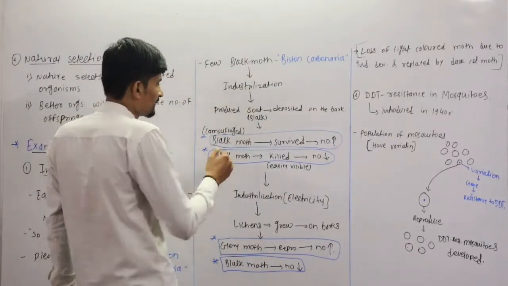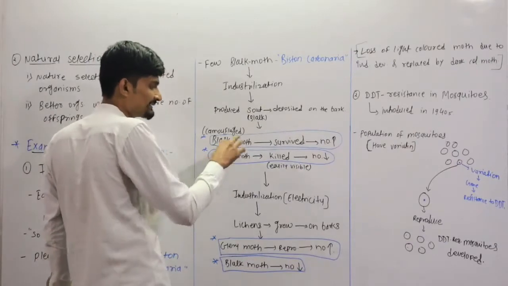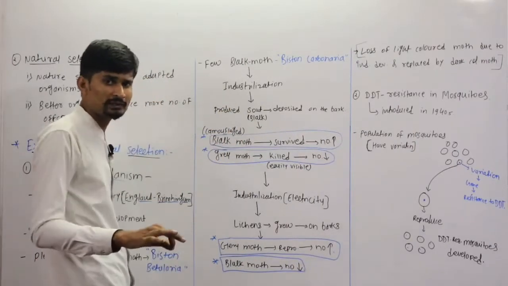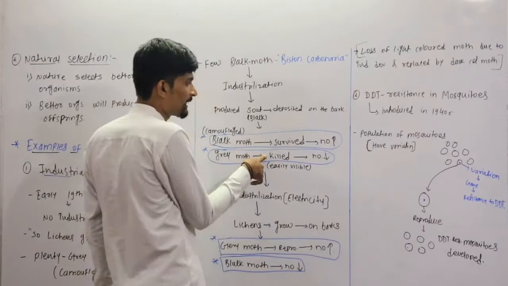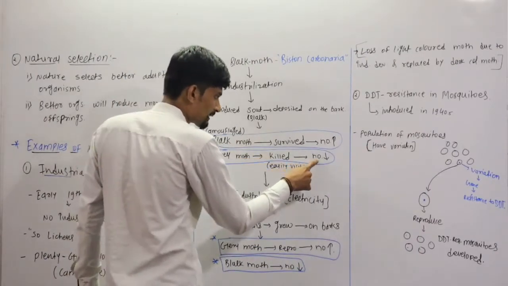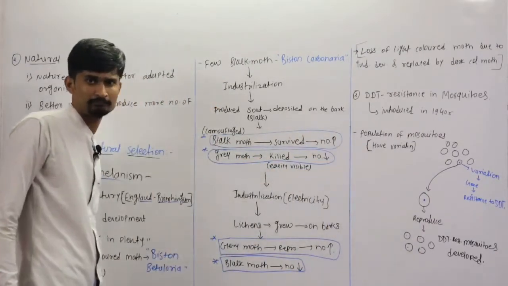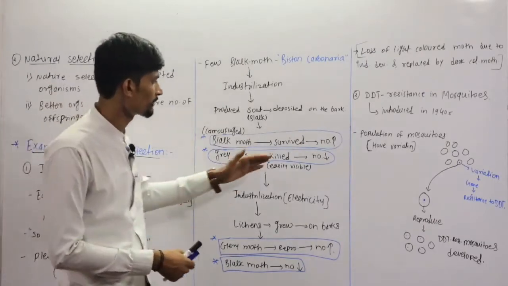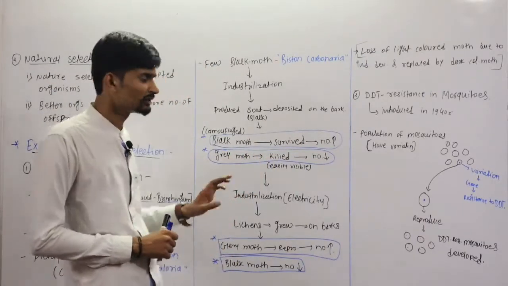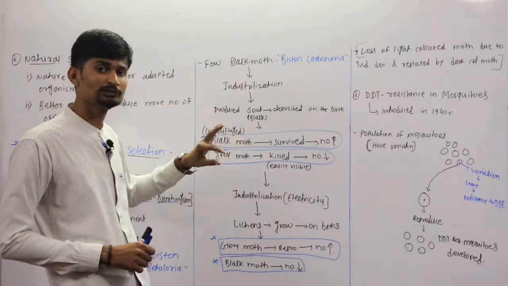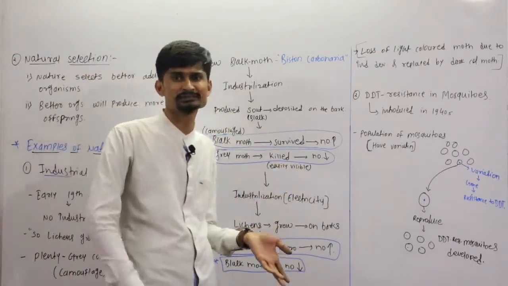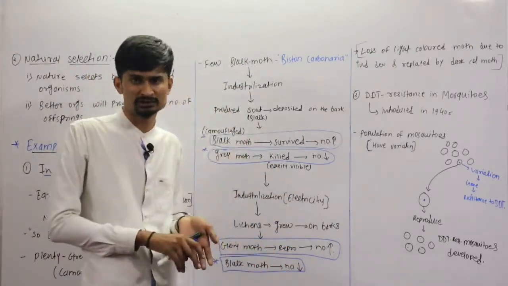Okay, and in reverse, the grey moth is easily visible to the predators, that's why they are easily killed by the predators and their number goes on decreasing. Okay, so their number gets decreased. So the change in number of the two different species is due to the industrial melanism, due to the industry.